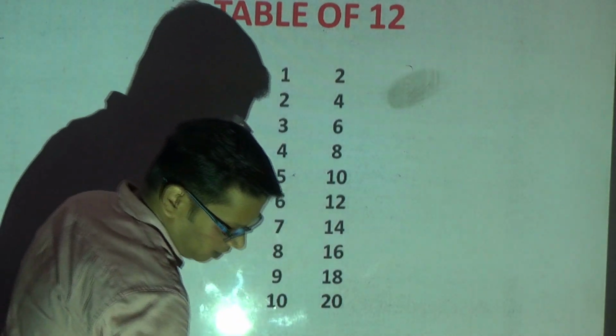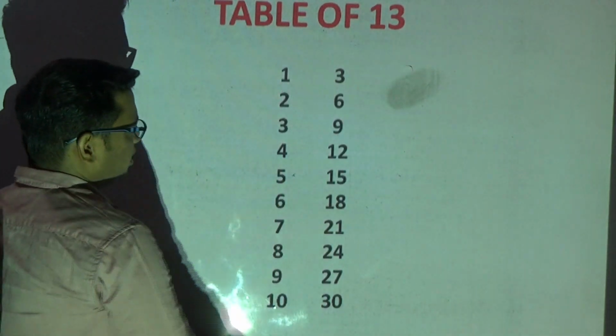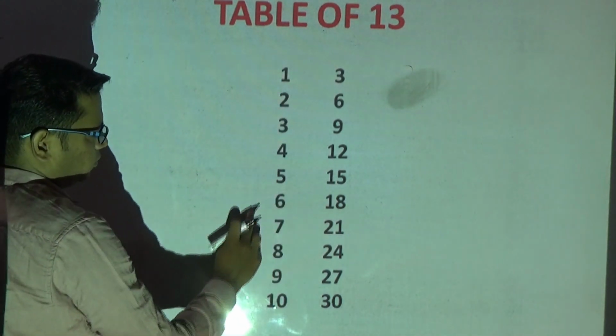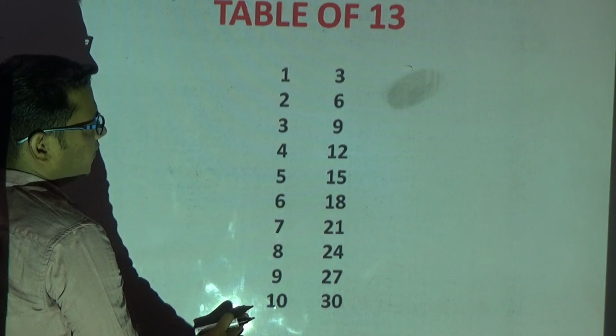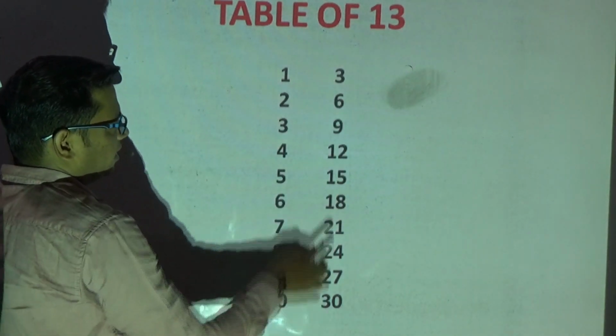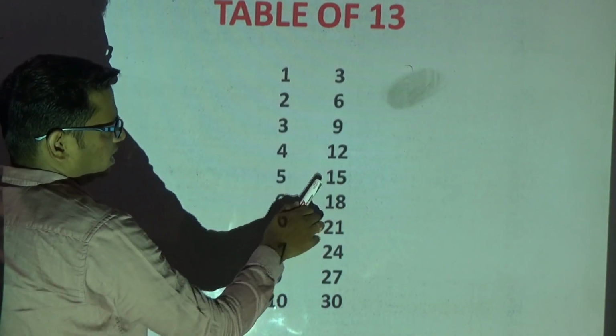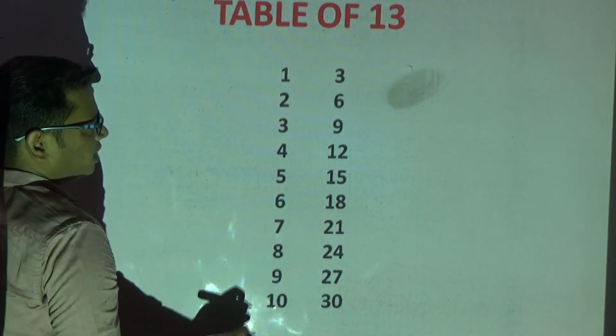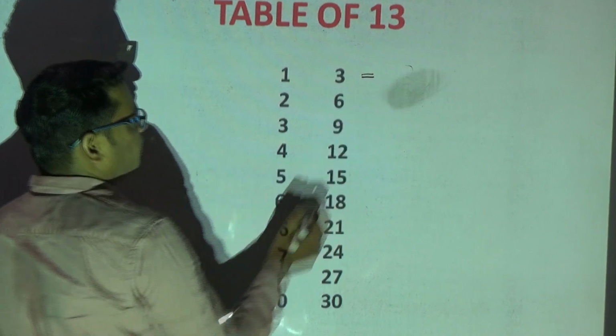Now I will go for the table of 13. Kindly observe now. Construct the table of 1: 1, 2, 3, 4, 5, 6, 7, 8, 9, 10. Construct the table of 3: 3 ones, 3 twos, 3 threes, 3 fours, 3 fives, 3 sixes, 3 sevens, 3 eights, 3 nines and 3 tens. Now I will construct the table of 13.